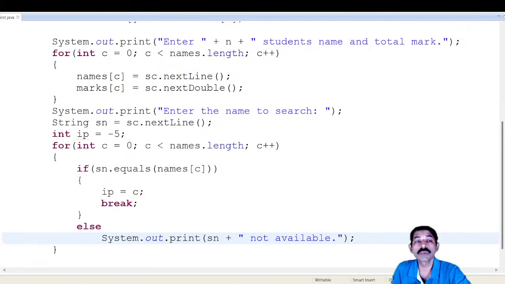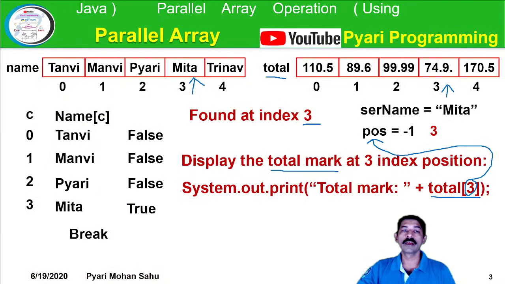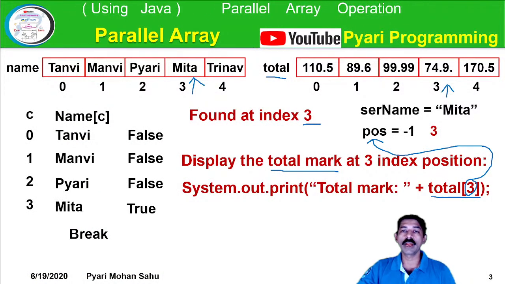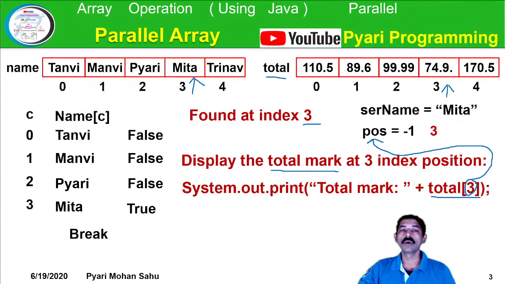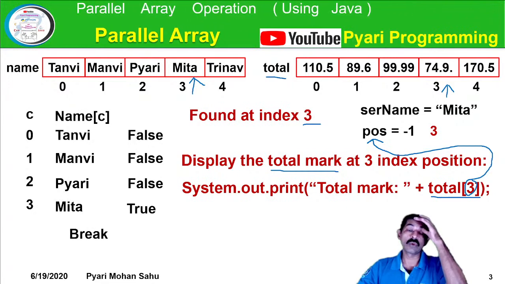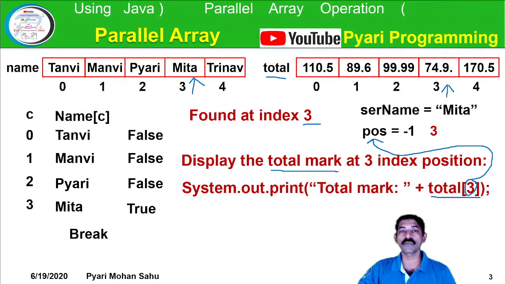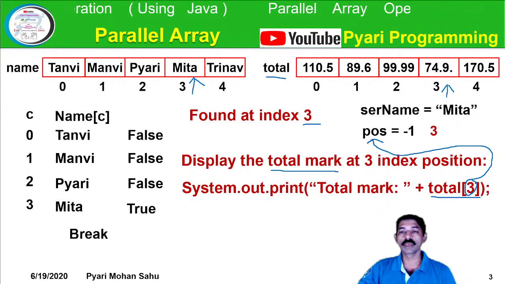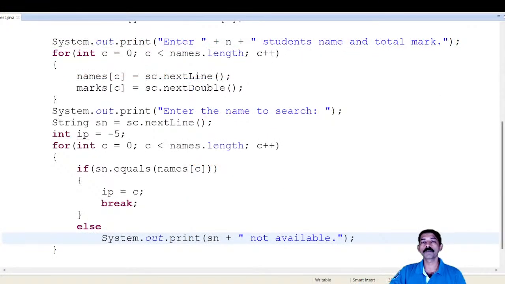Because the name that I'm searching may not be available in the first position. Are you getting me or not? Look at the slide. The first name is Tanvi and the user is looking for Mita. Both are not the same. So in that case it will display name not found, but really the name is available after this, at the third index position. It is not available in the first index position. So we cannot write else inside the for loop.